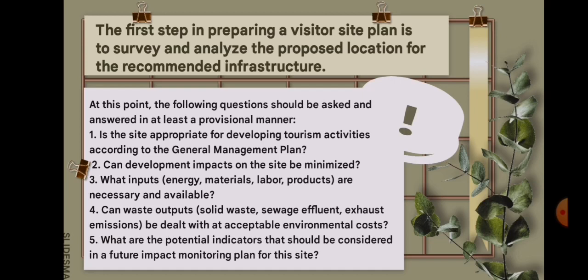What inputs, like energy, materials, labor, products, are necessary and available? Can waste outputs, like solid waste, sewage effluent, exhaust emissions, be dealt with at acceptable environmental cost? What are the potential indicators that should be considered in the future impact monitoring plan for this site?